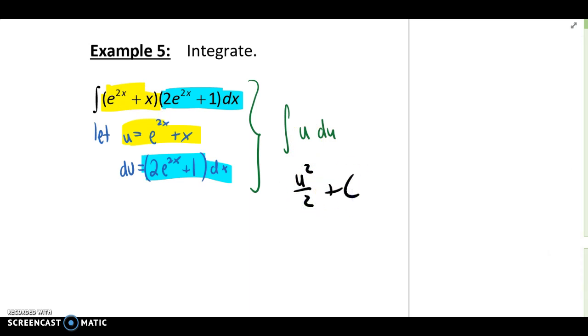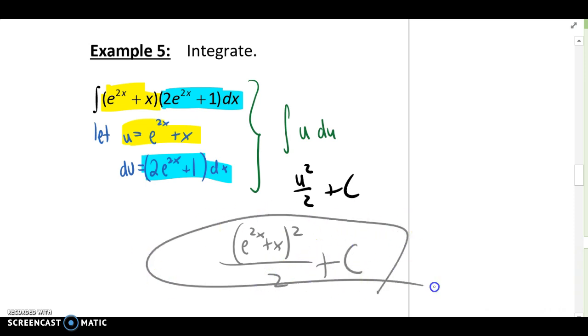And then we're going to make our substitution back. Instead of u, we're going to call it e to the 2x plus x squared over 2 plus our constant, and there's our answer. We could square this out, but there's no reason to do that. Leave this as your answer, and that's it.